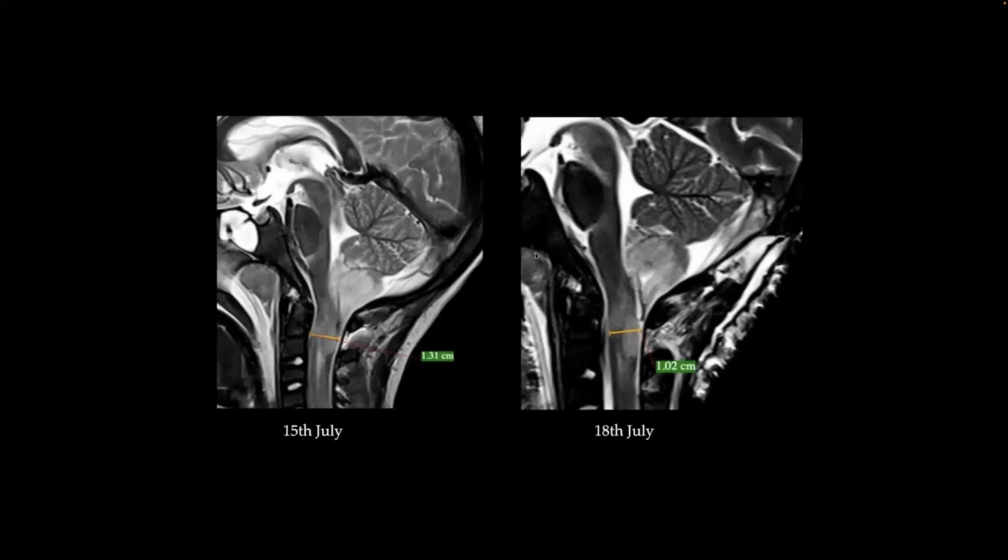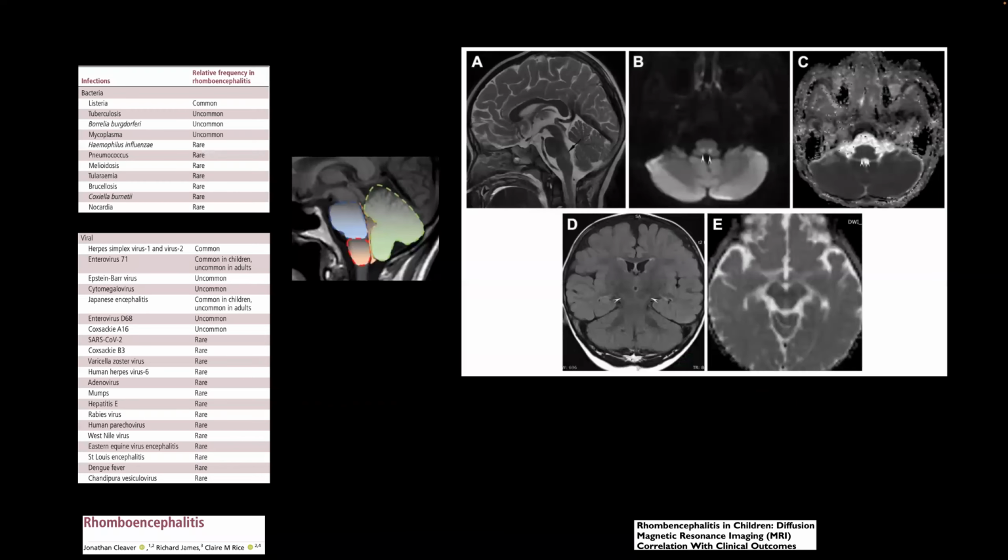So thinking the overall imaging diagnosis was rhombencephalitis, but I could not find any literature of Acinetobacter causing rhombencephalitis. These are the common conditions causing rhombencephalitis, and again over here also we don't have Acinetobacter as an organism causing rhombencephalitis. So does anyone have any experience with that organism causing these changes in the posterior fossa? Question.